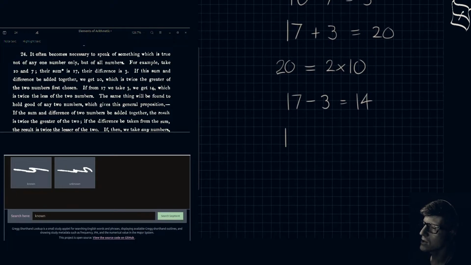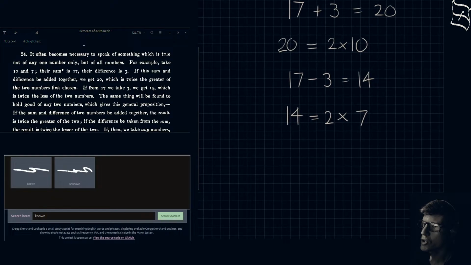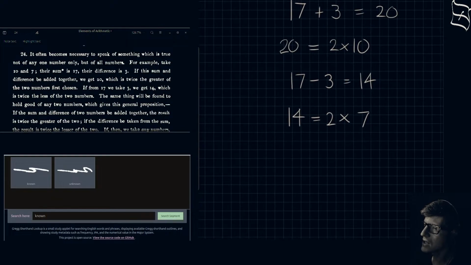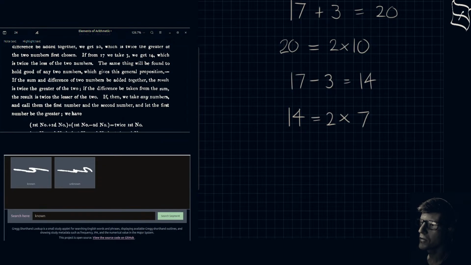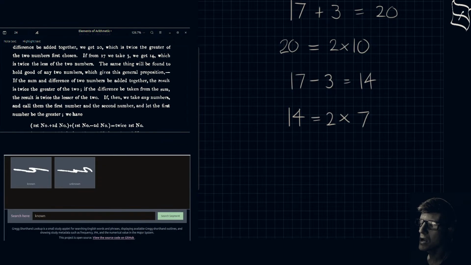Notice here, this is important, which is twice the less of the two smaller numbers. The same thing will be found to hold true for any two numbers, which gives this general proposition. If the sum and difference of two numbers be added together, the result is twice the greater of the two. If the difference be taken away from the sum, the result is twice the lesser of the two.